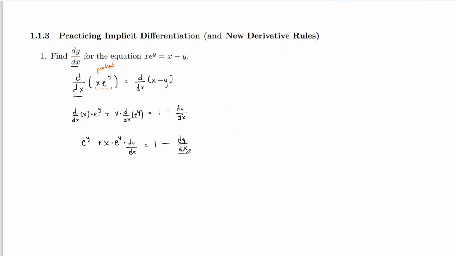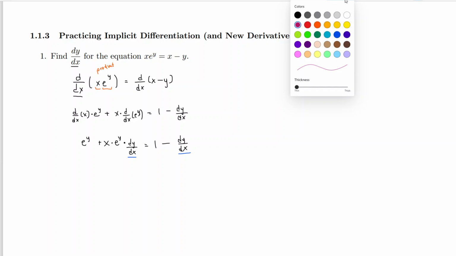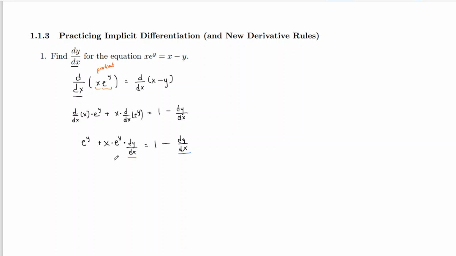And you have dy over dx here, and you have dy over dx here. If it helps, kind of pretend like dy over dx is like a third variable, like z. How would you solve this if you had z? Well, everything with z, you would get to one side, and everything without z, you would get to the other. But the same rule applies here. We want to take everything with dy over dx in it and get it to one side. So since they're on opposite sides, I'm going to add the dy over dx to make them both on the left side.